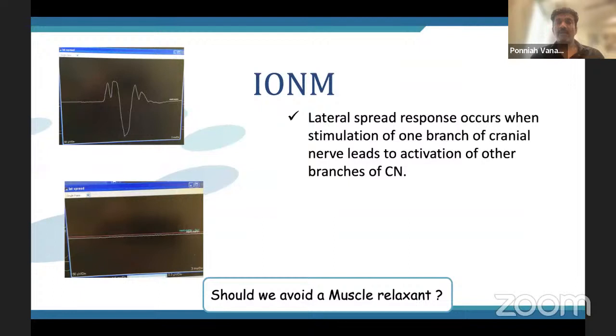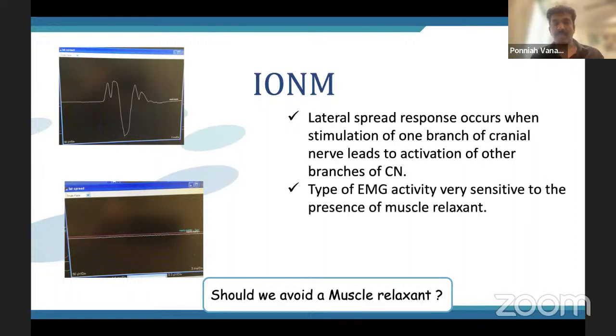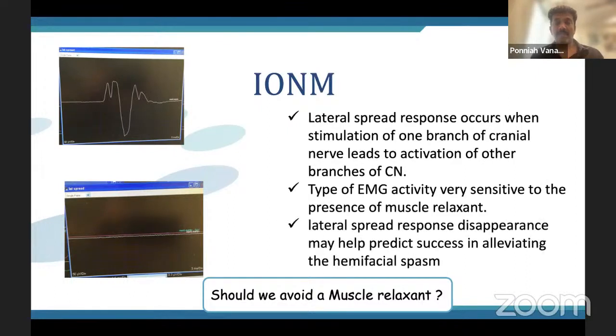The lateral spread is a response which occurs when stimulation of one branch of the cranial nerves leads to activation of the other branches of the cranial nerves. So they're very sensitive to muscle relaxants. If the lateral spread disappears, it informs the surgical team that the surgical procedure will be successful. So this is a lateral spread which disappears during a hemifacial spasm surgery, that is the microvascular decompression.